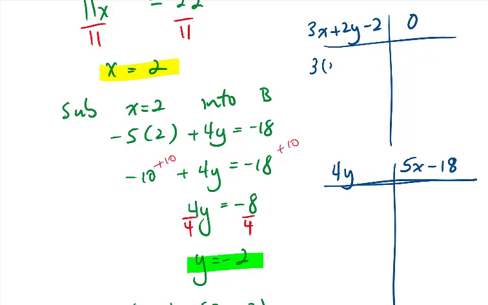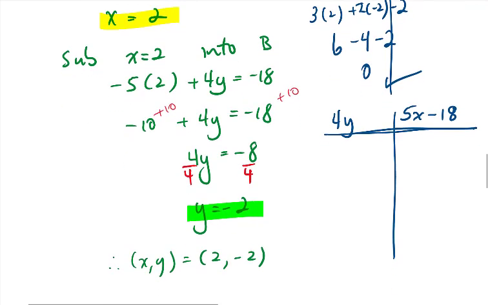So we have 3 times 2 plus 2 times negative 2 minus 2. 3 times 2 is 6. 2 times negative 2 is negative 4. And the negative 2 is still there. And then we have 6 minus 4 minus 2, which is 0. Done. Again, the y is negative 2, so that's 4 times negative 2, which is negative 8.